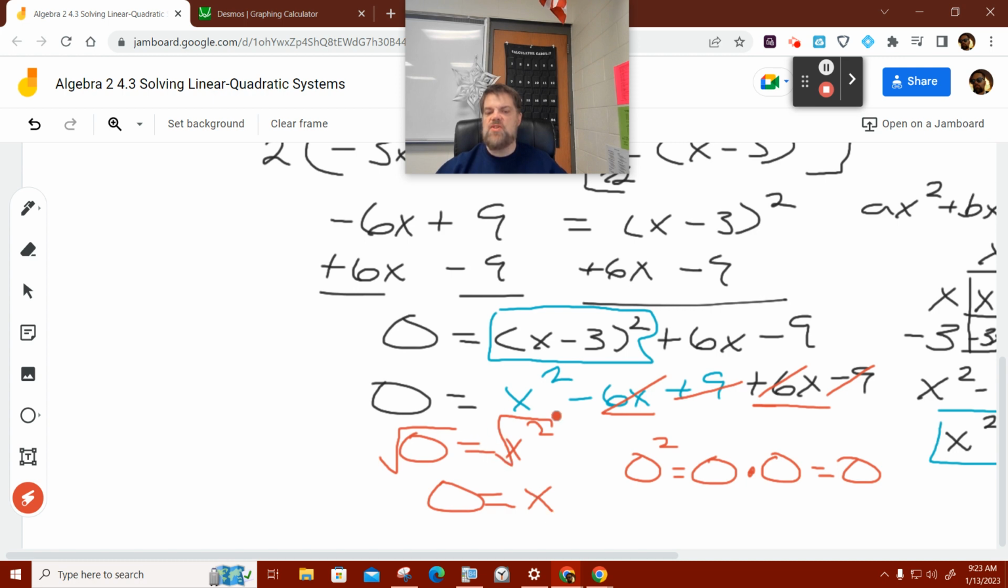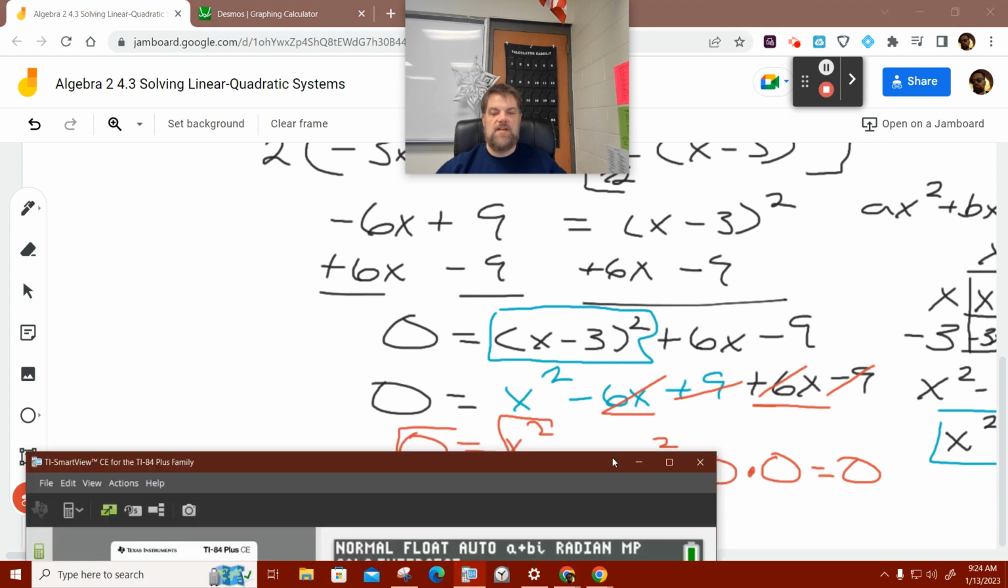I'm going to take the square root of a square. Whenever you take the square root of a square, you're left with just the base. So over here on this side, I'm just left with x. Now, when I take the square root of 0, let me show you on the calculator.